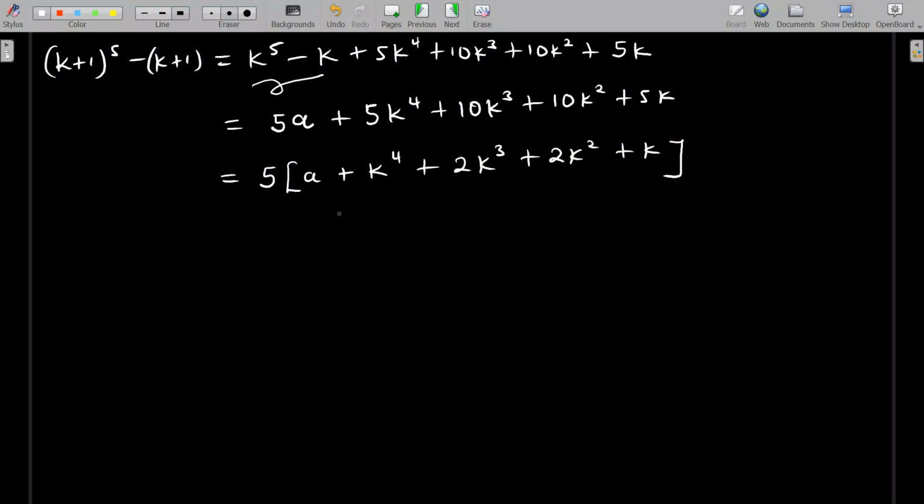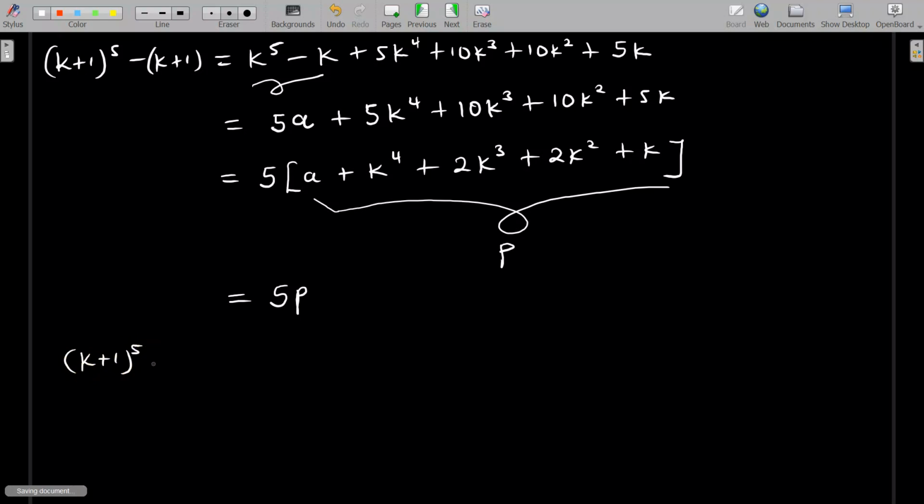Now, the most important thing is, what is this whole thing? Notice that k is a positive integer. So if k was a number and I put it here, when you simplify this, what will you get? You're going to get a particular value, let's say p. It's also going to be a number, right? So this whole thing is going to be giving us 5 multiplying p, where p is given by this side. So k plus 1 to the fifth power minus k plus 1 has been written as 5p.